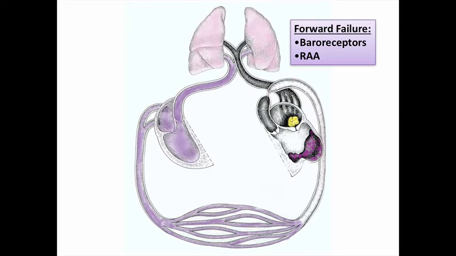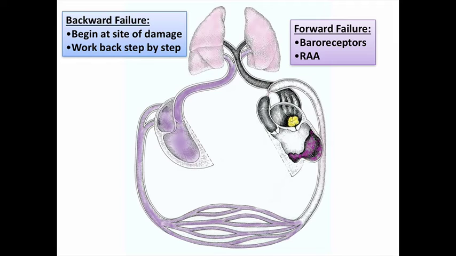And the baroreceptor response and the activation of the renin-angiotensin-aldosterone system assists that, right? That's the compensation. That is what those reflex responses are, the attempt to maintain cardiac output if it's possible. Now, backward failure is looking at what's actually happening in the heart as it fails and the result of that. So with backward failure, you begin at the site of damage.